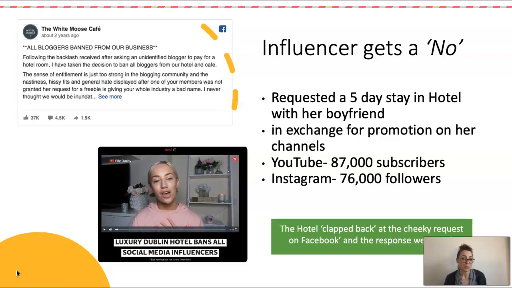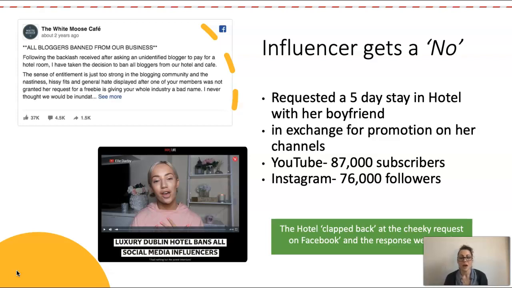And the influencer was very upset, so she posted subsequent videos about how upset she is, and then the hotel came back and has pretty much banned all influencers from staying at the hotel. So things can get a little bit heated, things can get a little bit nasty. It's part of the risk of putting yourself out there as an influencer, if again you are asking for things for free in return for your exposure.